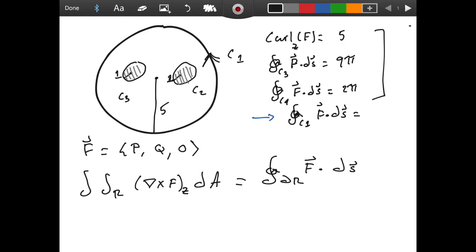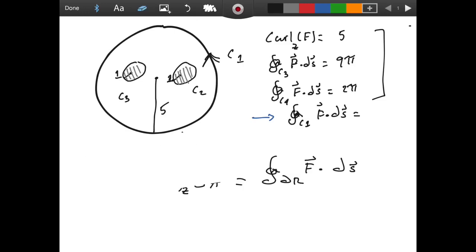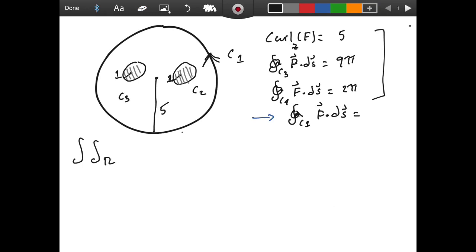Okay, so the z component of the curl of f, where now I'm thinking about f as being a three-dimensional vector field where the third component is just equal to 0. I do that integral over the region R. This is equal to the line integral of f around the boundary of R with the proper orientation. So how can we apply that to this particular problem? Well, what we know then is the integral over the region R of the z component of the curl of f, this is 5.